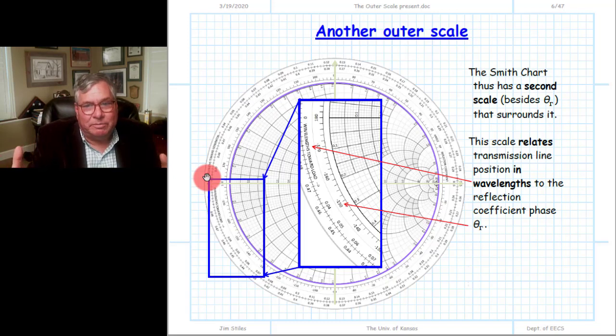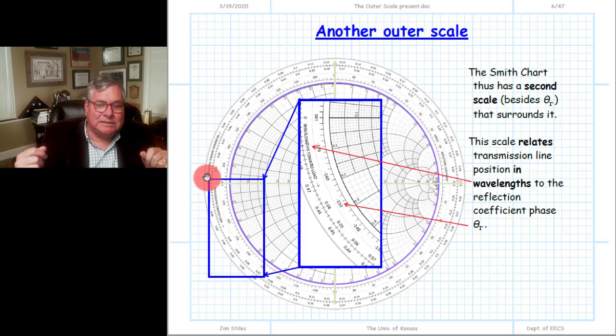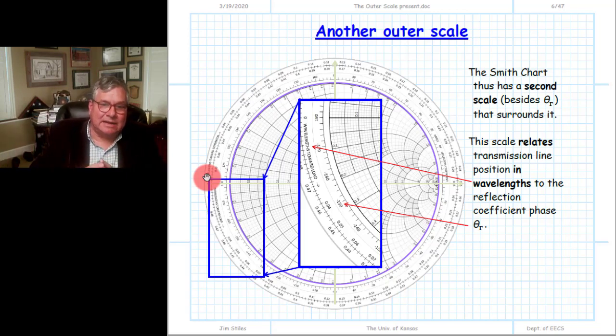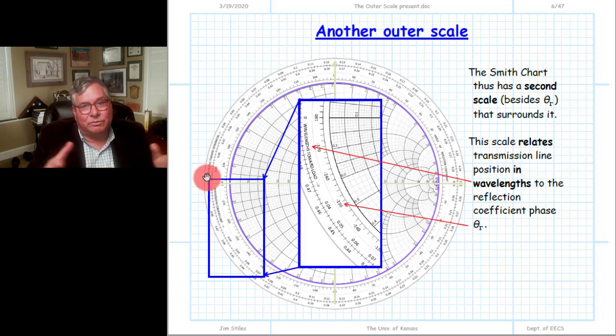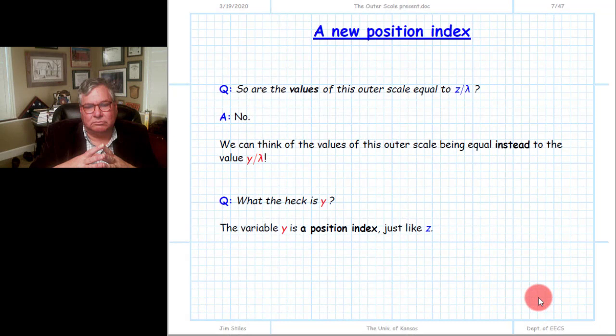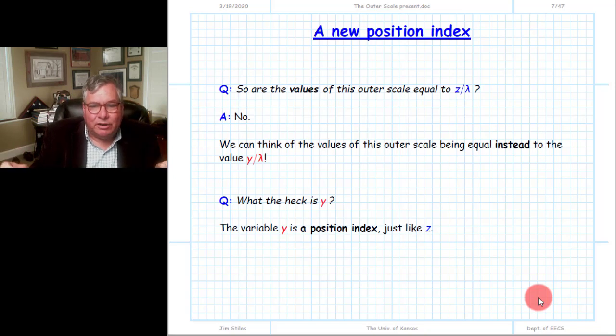So the speculation would be that this scale is a normalized distance along a transmission line. And in fact, that is the case. That's what this scale tells us. It is a scale that is a normalized distance as we move along the line, which is why as we go from 0 back to 0.5, we rotate 360 degrees around the Smith chart, because we have progressed a distance of a half wavelength along our transmission line. So that outer scale in the direction toward the load is a normalized distance along the transmission line.